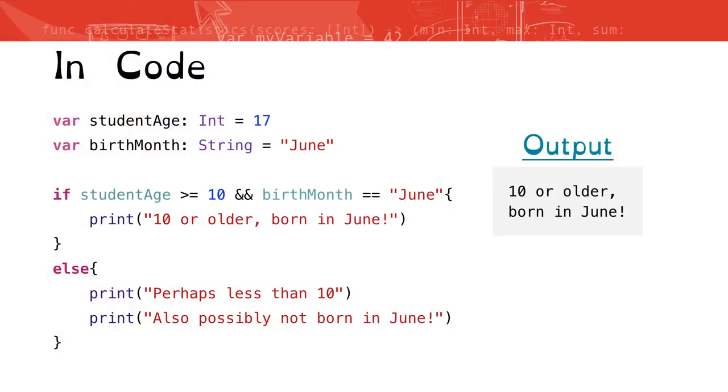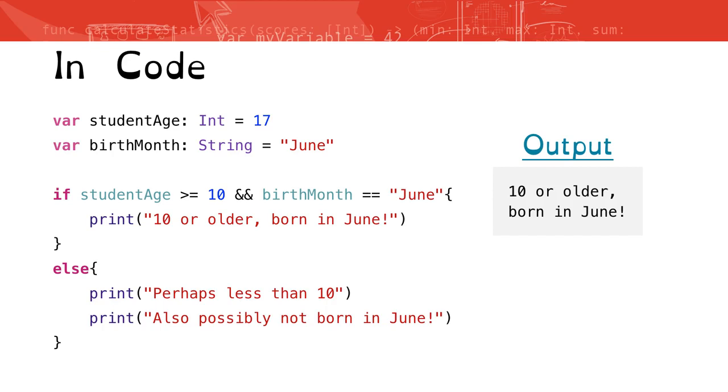So we have a couple of variables, age and the month of birth. We're going to check if the student's age is 10 years or older and if the student was born in June. The way Swift operates is, if the student age is greater than or equal to 10, it continues and checks the birth month. However, if the student age is less than 10, Swift goes straight to the else statement.